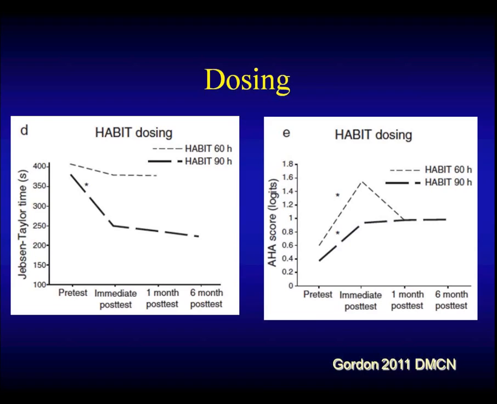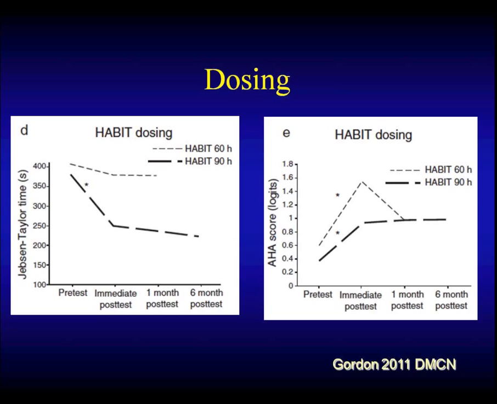In terms of the Assisting Hand Assessment, basically both the 90 and the 60-hour groups improve. But an important caveat is that the 60-hour group, after 1 month, has already begun to return towards baseline, whereas the 90-hour group maintains the gains they've achieved.